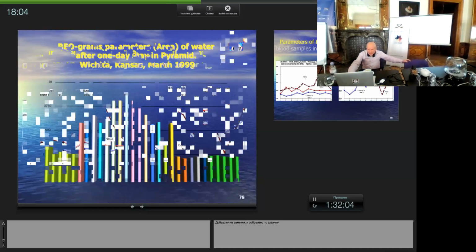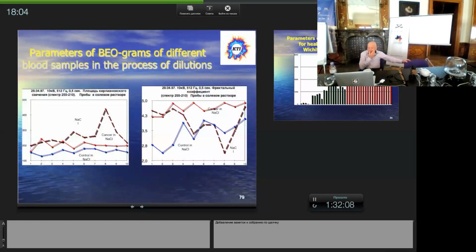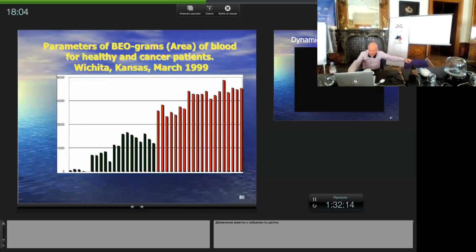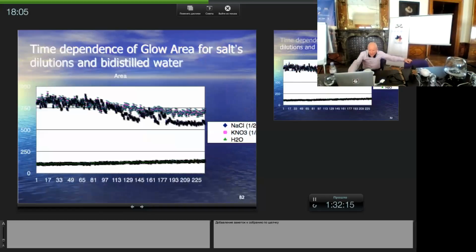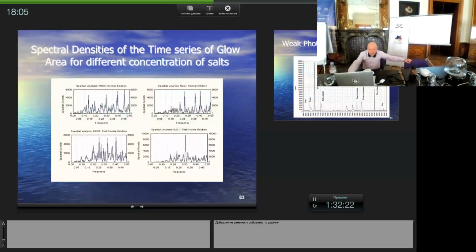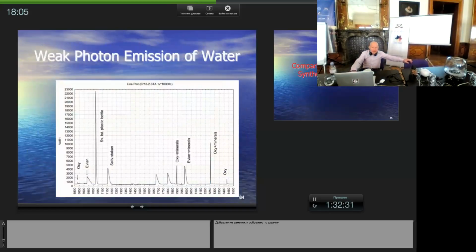Another example is the measurement of blood, cancer blood and healthy blood, and there's a big difference between cancer and healthy blood. Then we have many dynamic measurements, and we have a big correlation with weak photon emission of water. You know, this biophotonics, the measuring of weak emission of water. Vladimir Vaekov is strongly involved in this. We've done a lot of correlated measurements, and they are very well correlated.